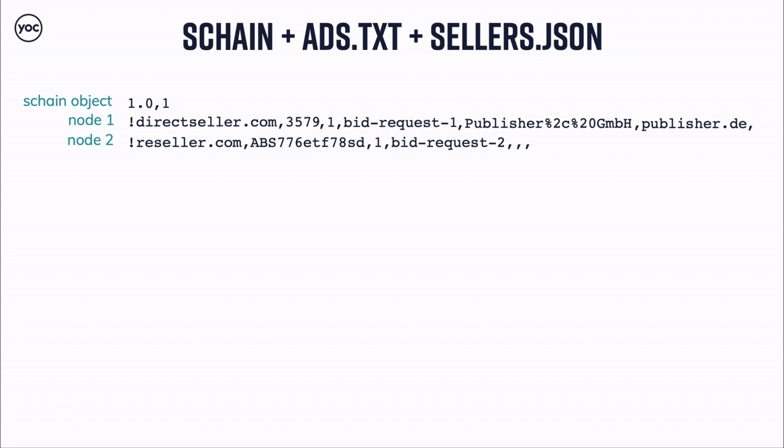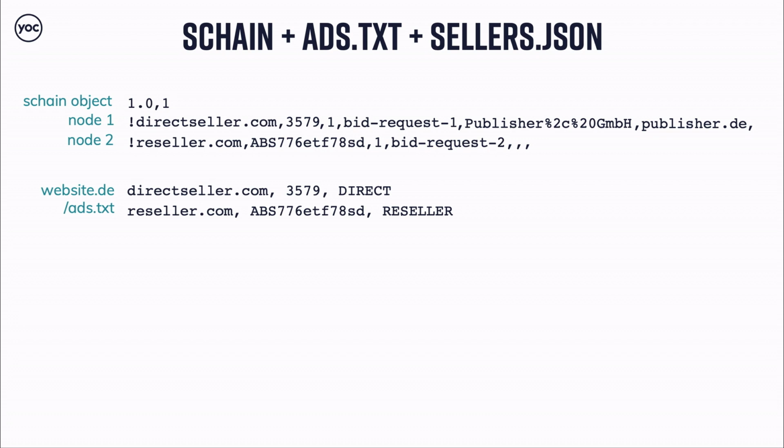Let's see what the DSPs can actually verify. How do they understand who is legit, who is not legit from all this amount of data that they can analyze? After receiving the supply chain object, the DSP is capable, first of all, of checking the ads.txt file at the website.de that the request is originating from.